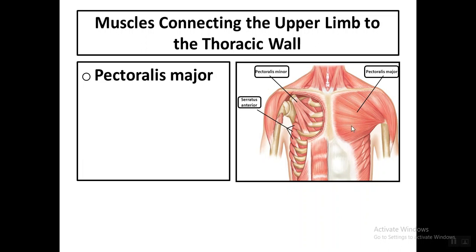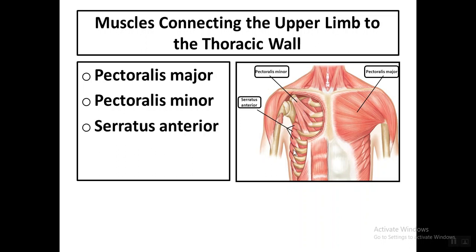this one is called the pectoralis major. If we dissect this, if we remove this muscle, we will find another smaller one that is called pectoralis minor. Another muscle is called serratus anterior, and another small muscle is called subclavius, which means below the clavicle. All these muscles connect the thoracic wall to the bones of the upper limb.